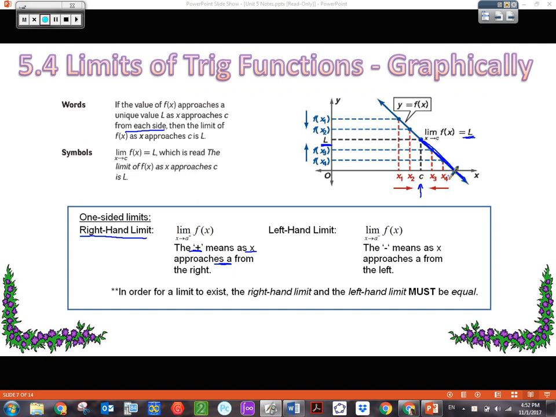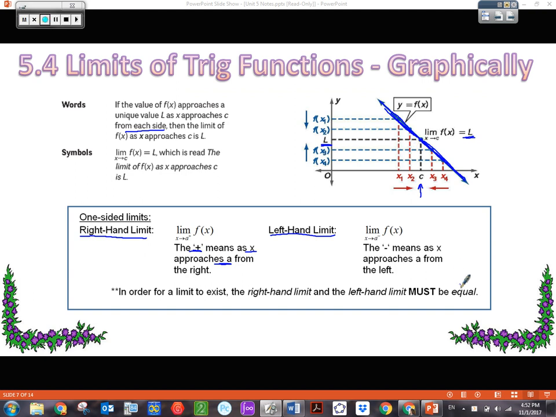That's a right-hand limit. A left-hand limit, the limit as x approaches a from the left of f of x, this little superscript, this little negative, means as x approaches a from the left. So here we're going to be coming from the left. We're on the curve. We're approaching our value here from the left. So that would be the left-hand limit.